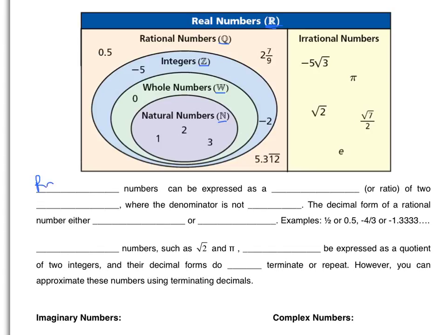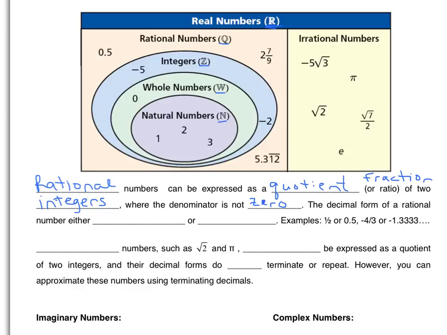If we talk about two different sets of numbers that are subsets of real numbers, we have rational numbers, which can be expressed as a quotient, a ratio, or a fraction of two integers, so they can be positive or negative, where the denominator is not 0.